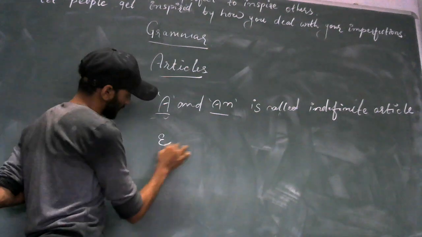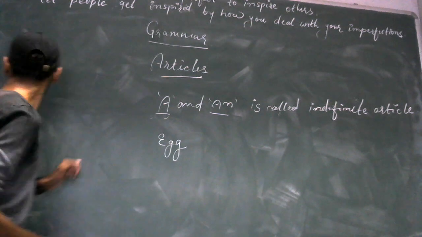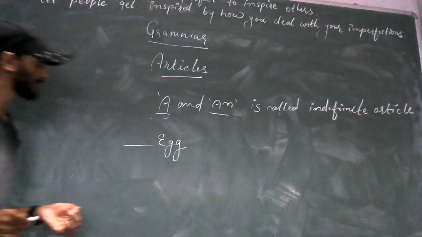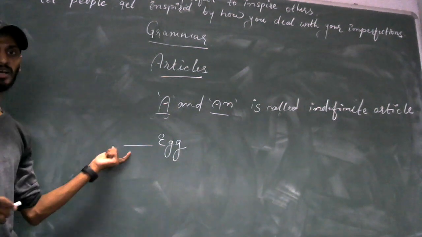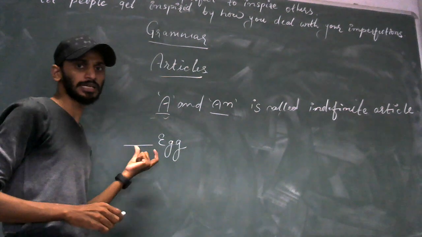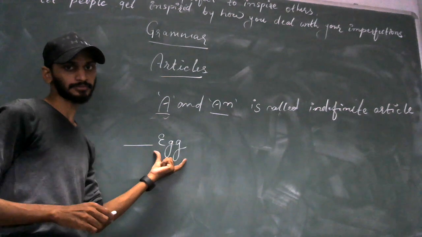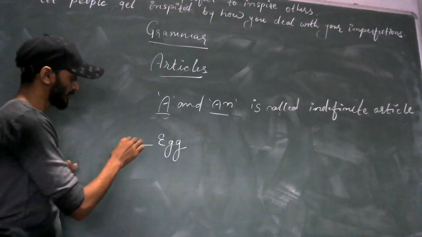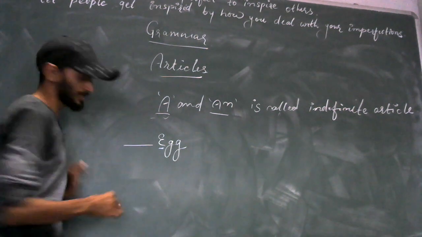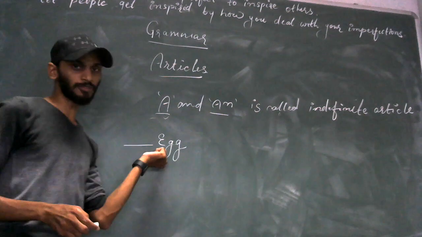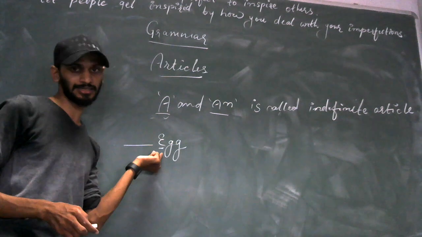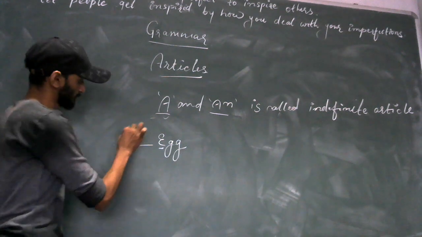So, E-double-G, egg. This is a noun, and what will be the article before the noun? Now you have to decide what will be the article before the noun. It might be A or AN. Now you have to decide. First of all, let us check. E is here. E is a vowel, and whenever a noun begins with a vowel letter, then we write AN.